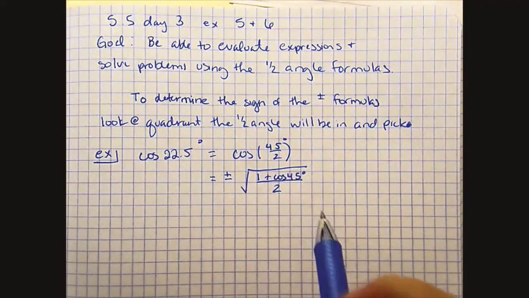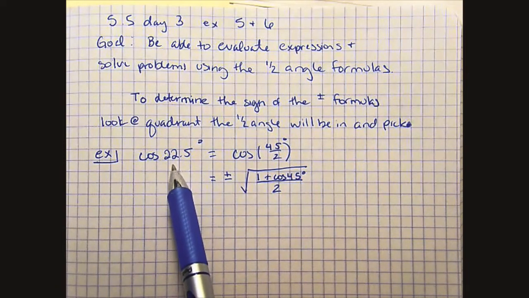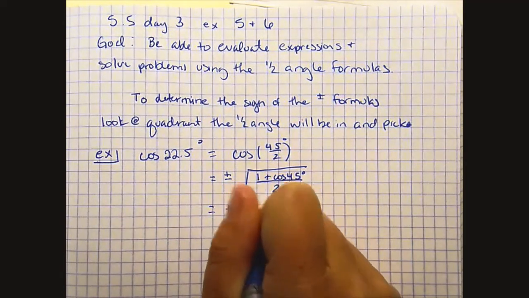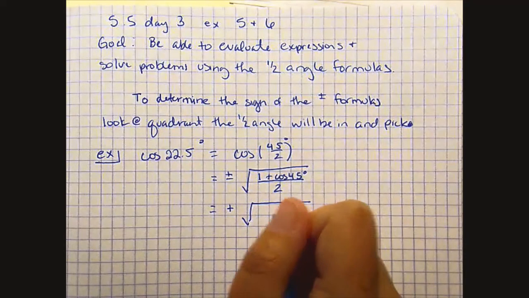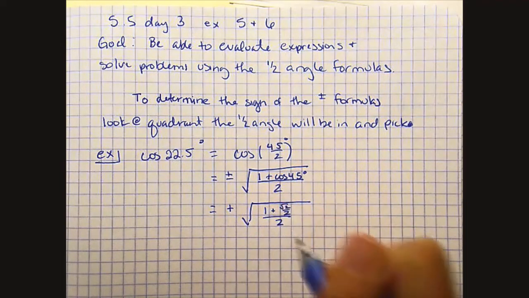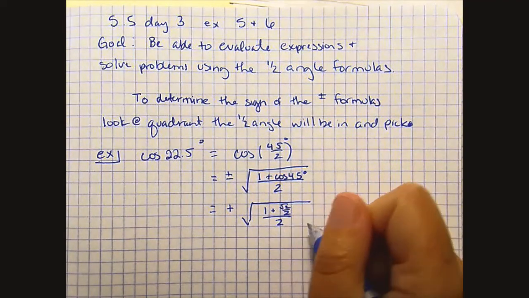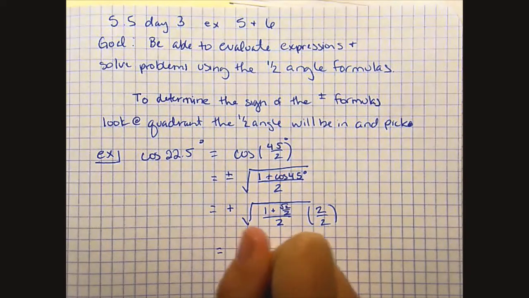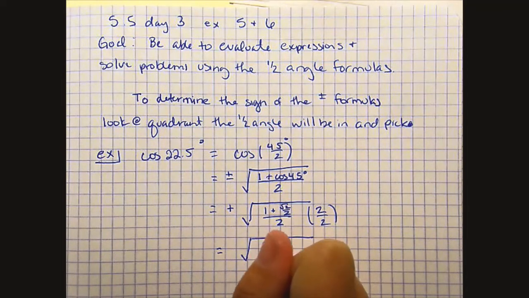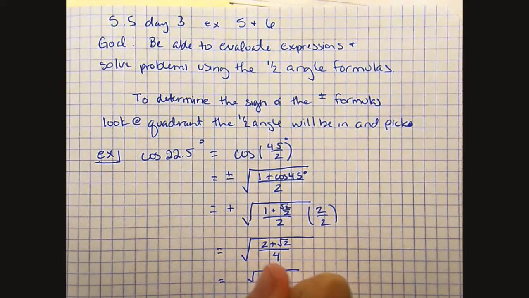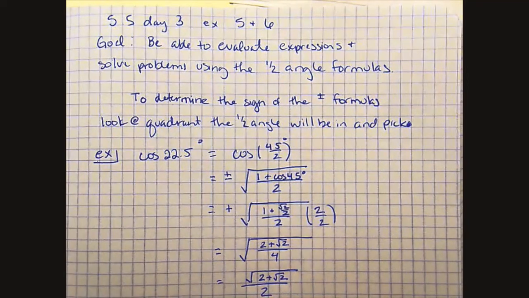And then 22.5 is in the first quadrant. So cosine's positive in the first quadrant. So we'll change that to a plus, and actually we can drop it, but for now I'm showing you. And then cosine of 45 is root 2 over 2, so 1 plus root 2 over 2, all over 2. I normally don't like fractions, so I multiply by 2 over 2. And I get 2 plus root 2 all over 4. What's the square root of 4? Oh yeah, it's 2. So our final answer is the square root of 2 plus root 2, all over 2, and it's positive.